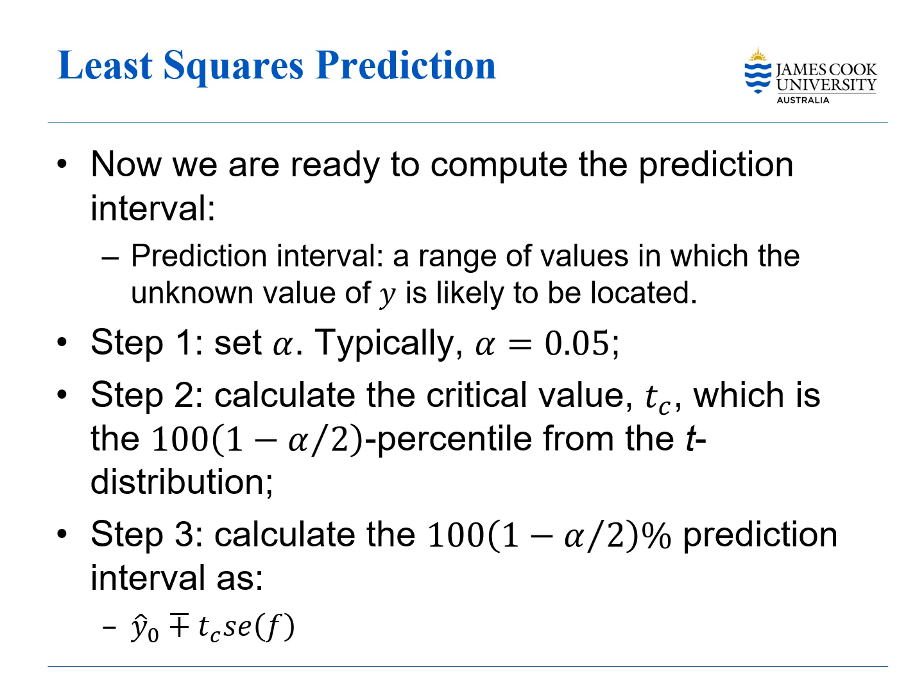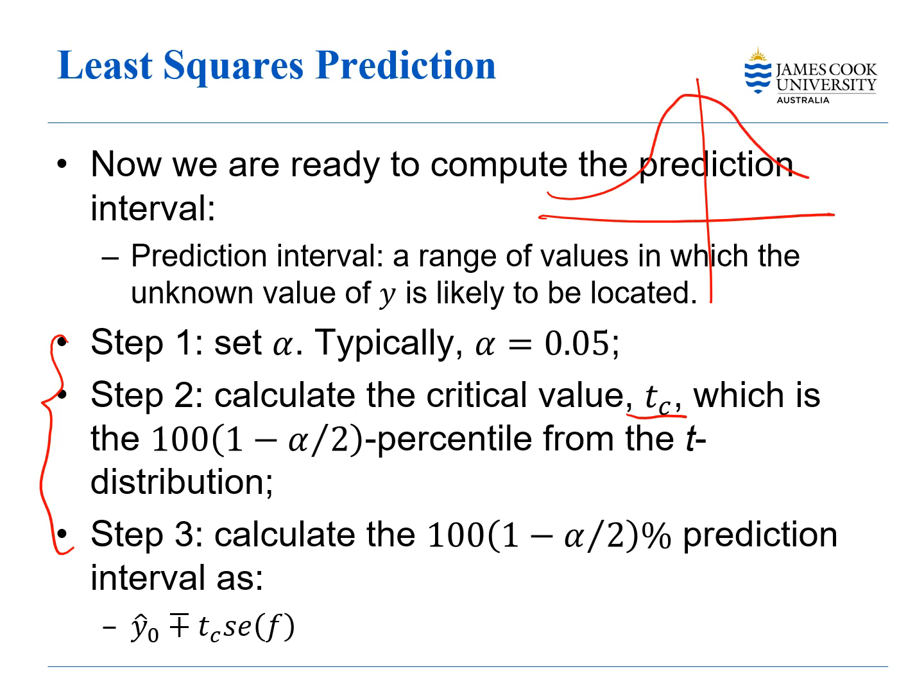All right, now we are ready to compute the prediction interval. Previously we have this y0 hat, which is a point predictor. So now let's compute the prediction interval. What is a prediction interval? It's a range of values in which the unknown value of y is likely to be located. Here are the steps. Step 1, set alpha. Typically, we want alpha to be 5%. Then calculate the critical value, which is the 100 times 1 minus alpha over 2 percentile from the T distribution.